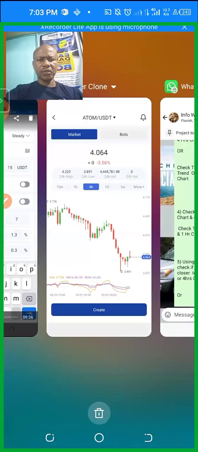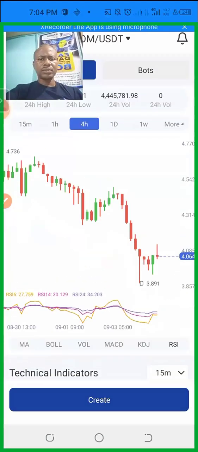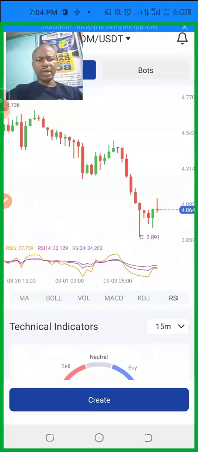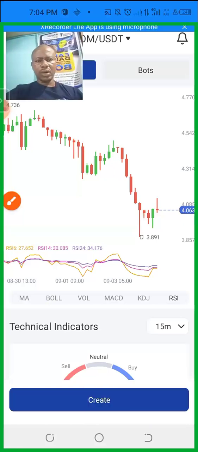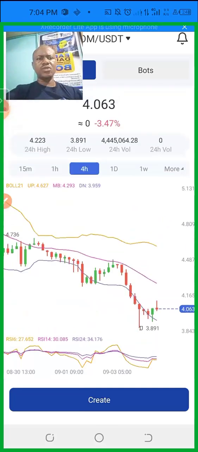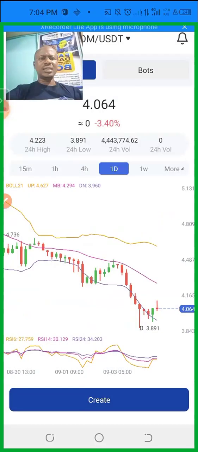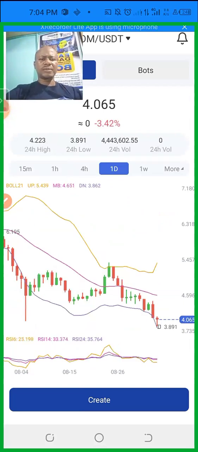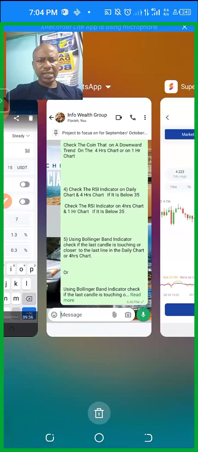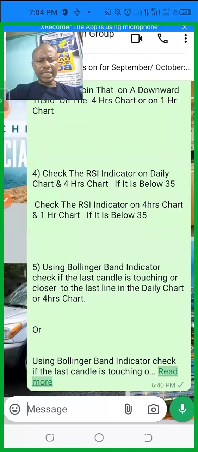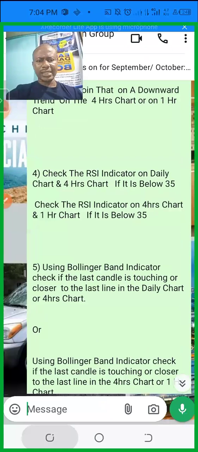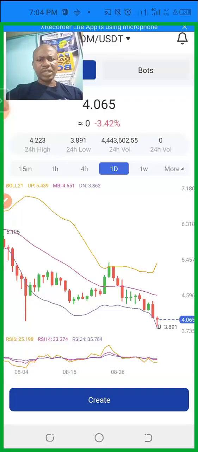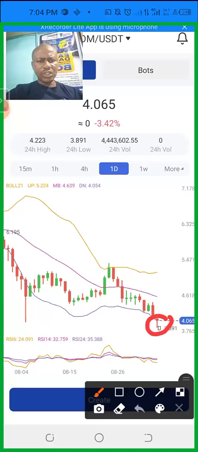So let me focus on this Atom. So the Bollinger Band is here. I'll click it. The Bollinger Band is a very good indicator. It helps you to know a perfect formation of a downward trend. The instruction here says that using the Bollinger Band indicator, check if the last candle is touching or closer to the last line in a daily chart. You can see that on the daily chart, this last candle is touching here.